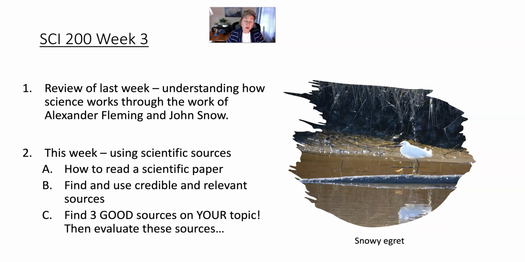So you find good, credible sources and relevant. So what does relevant mean? That means it has something to do with the topic that you're interested in. So if you're doing a topic on global warming, you don't want to find out which antibiotic is drug resistant at the moment. You've got to find relevant information to your particular topic. And the assignment this week is for you to find 3 good, remember, credible and relevant sources on your topic, and then you're going to evaluate those sources.